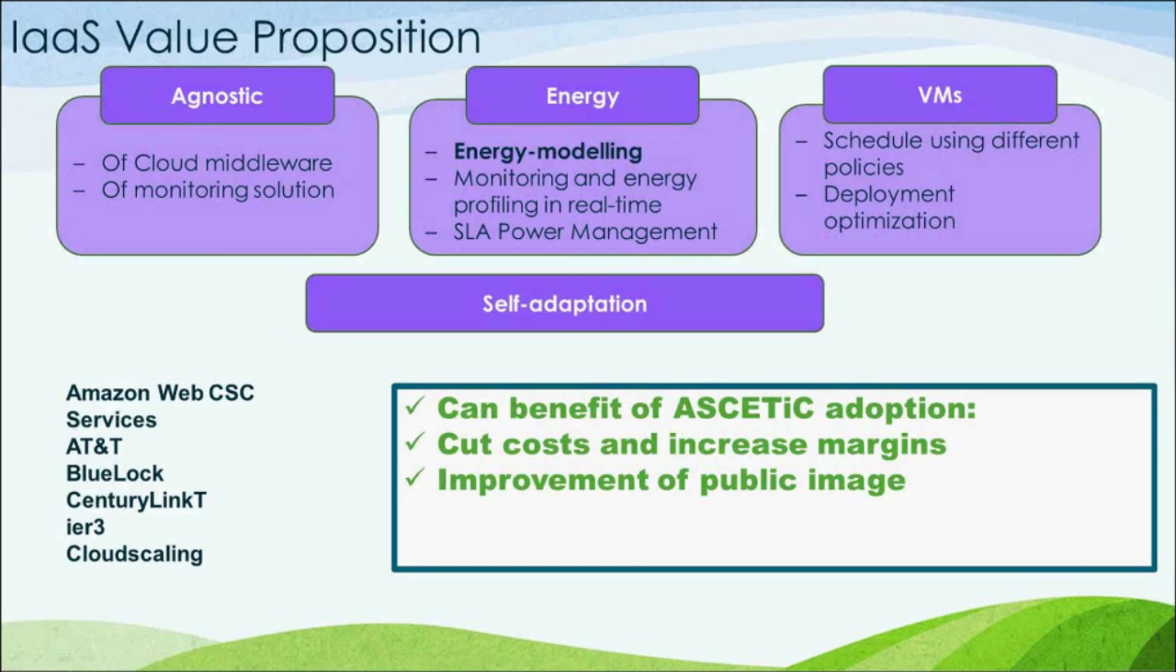The key value of our infrastructure as a service solution is the fact that it is agnostic from both cloud middleware and monitoring solutions. It offers capabilities for energy modeling, and it offers PM deployment optimization using different schedulers to optimize energy. In our view, infrastructure as a service providers can benefit from ASCETiC adoption as a way to cut cost and increase margins, and overall as an improvement of their public image as having a more energy efficient and ecological behavior.